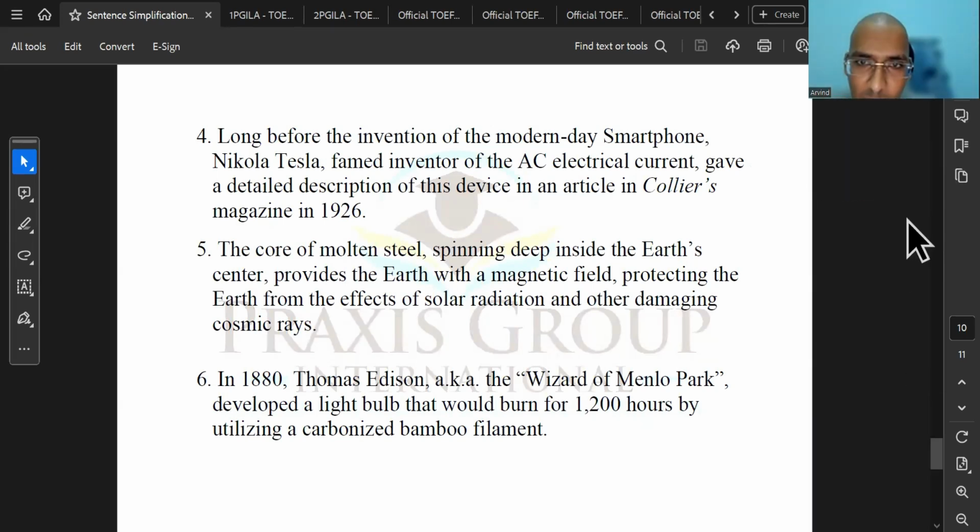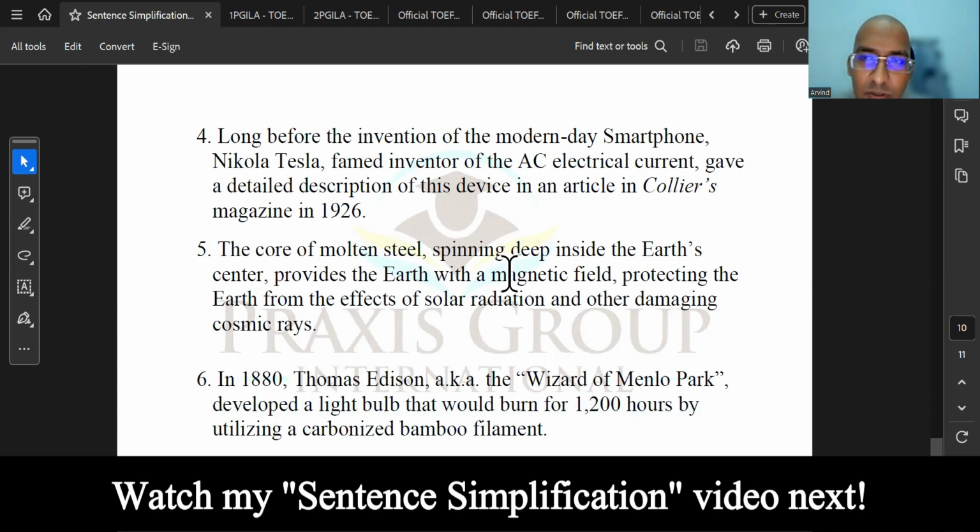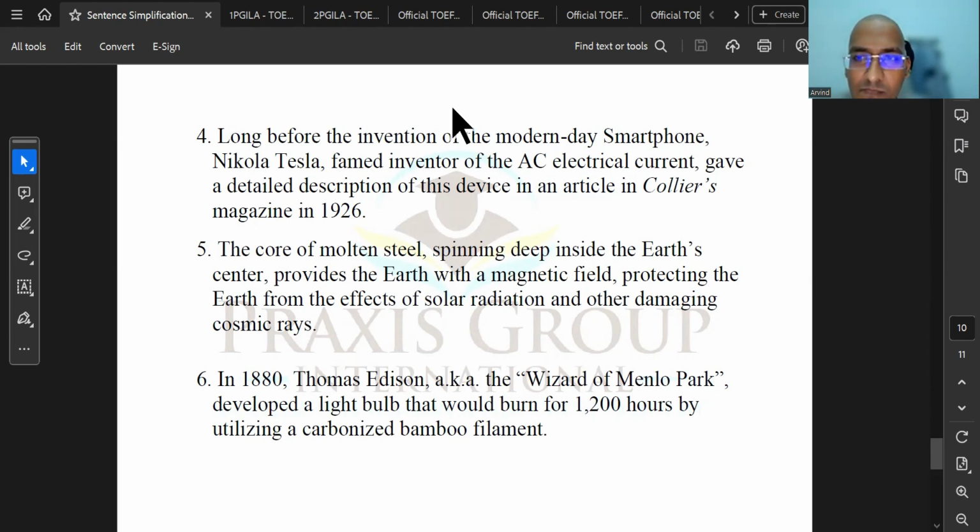I would like you to tell me, sentence number 4, what's the main idea? Must I go through the procedures to eliminate those things first? If you'd like to tell me what to eliminate, I'll draw a line through it. If I follow the procedures, the first one is to eliminate prepositional phrases at the beginning of the sentence, and there's a comma after smartphone. Long before. Before is a preposition, so we can eliminate "long before the invention of the modern day smartphone."